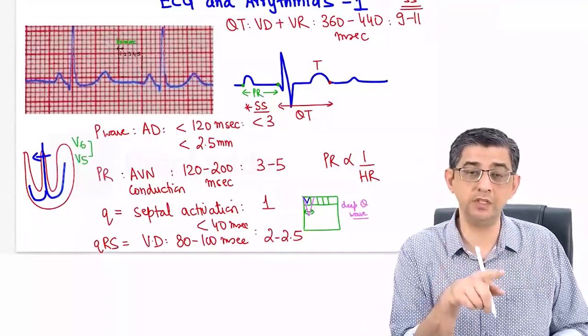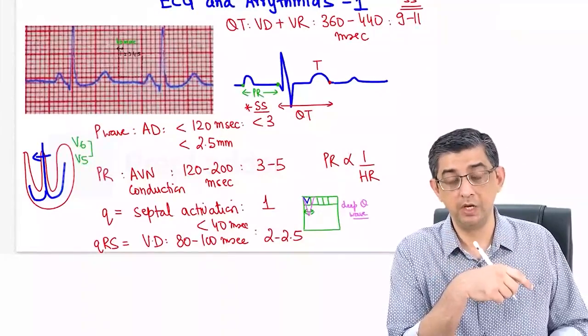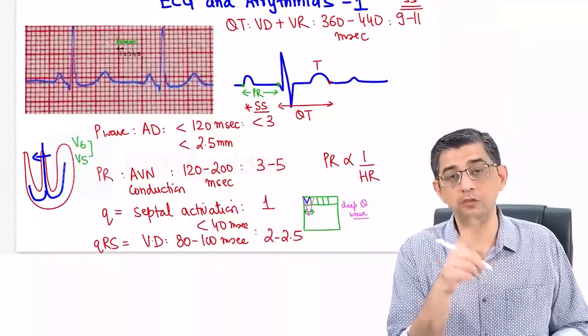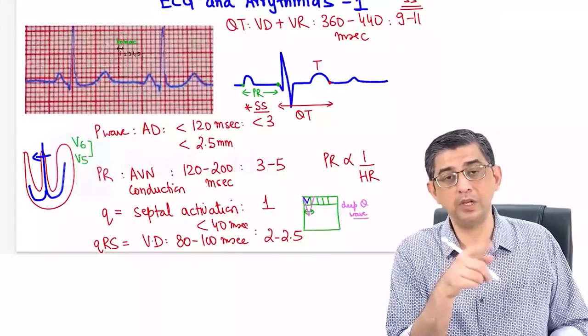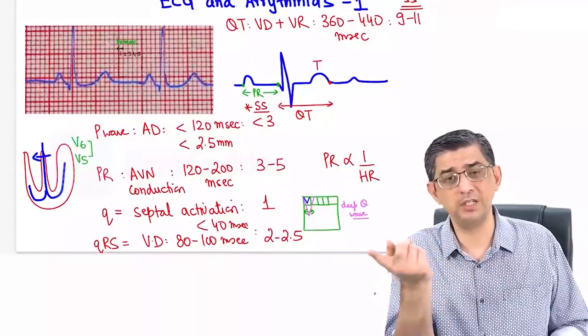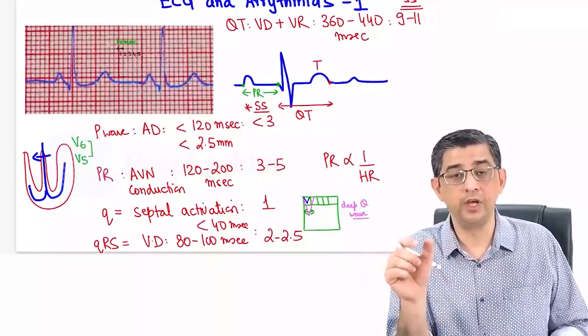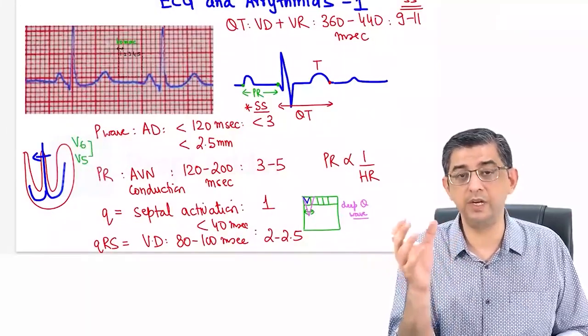Like QT has an inverse relation with potassium and magnesium. So if I say hypokalemia, QT will be prolonged. If I say hyperkalemia, vice versa, same is the scenario for calcium and even for magnesium. But the point is QT exhibits an inverse relation when it comes to electrolytes.